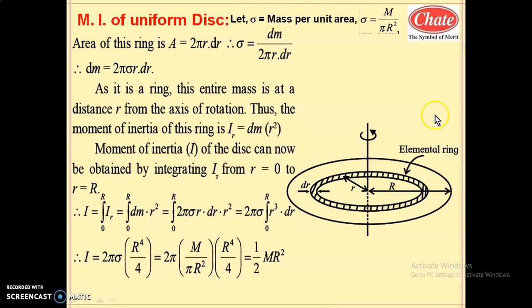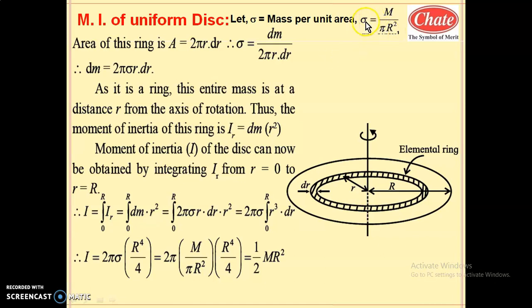So the factor which is common between the element and the disk is the surface density, that is mass per unit area. Let us assume sigma, this notation is sigma. Sigma is mass per unit area. For the complete disk it is the mass of the disk, capital M, divided by the area of the disk, pi capital R square. So the radius of the disk is assumed as capital R. So mass upon area, capital M by pi R square.